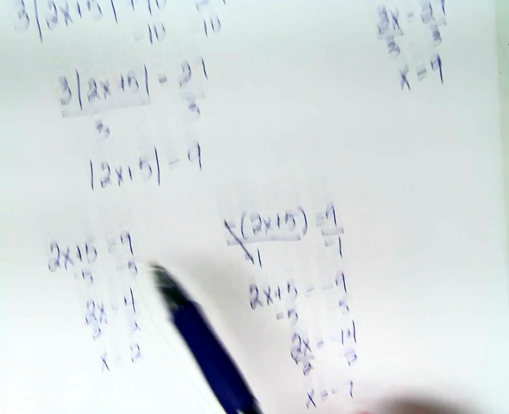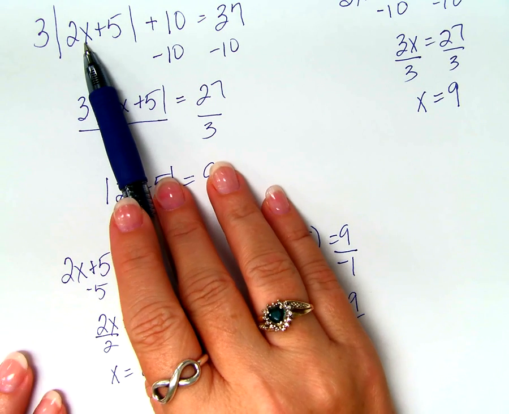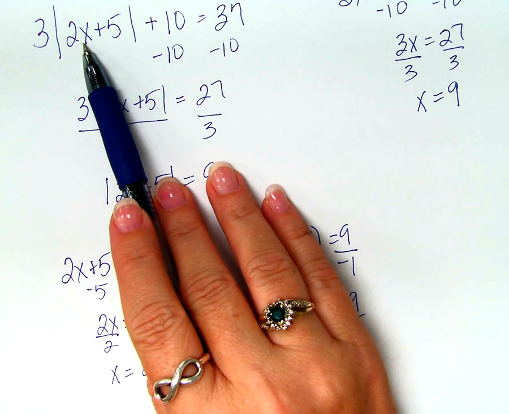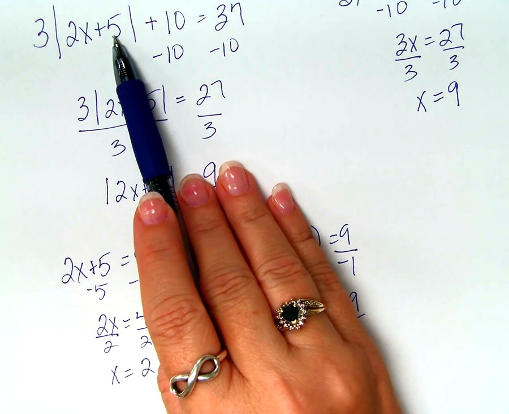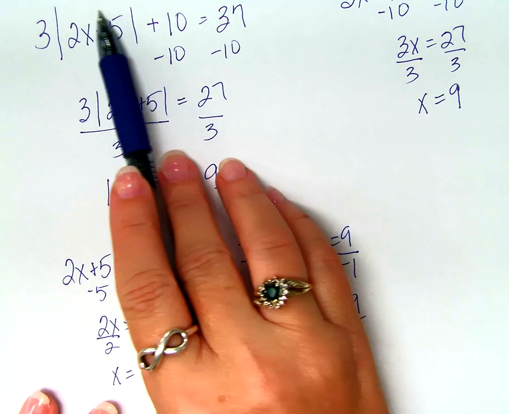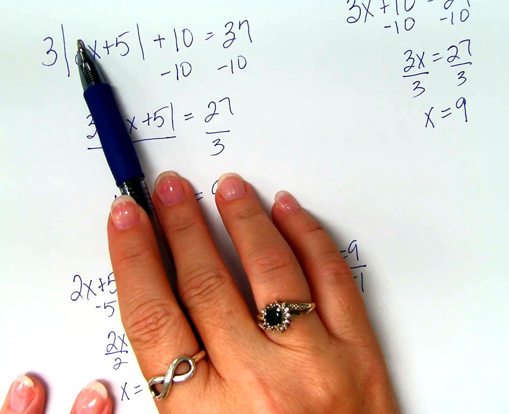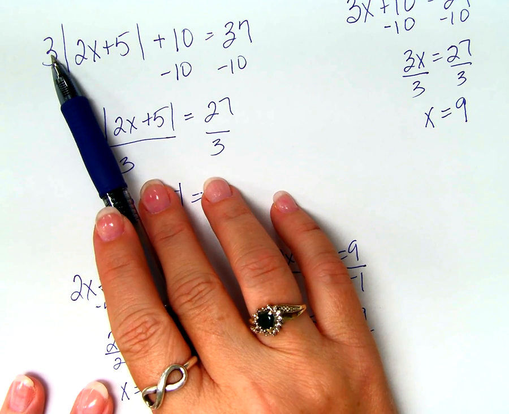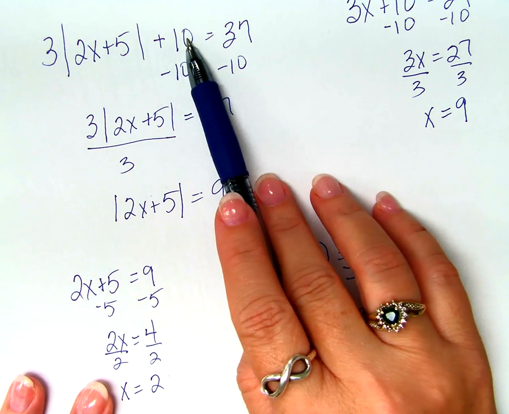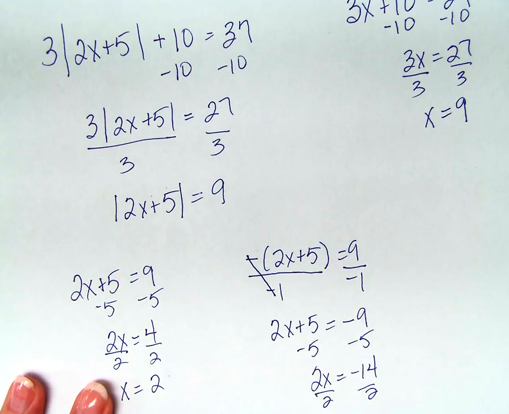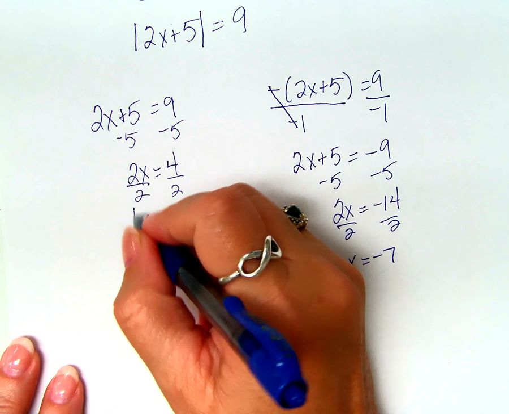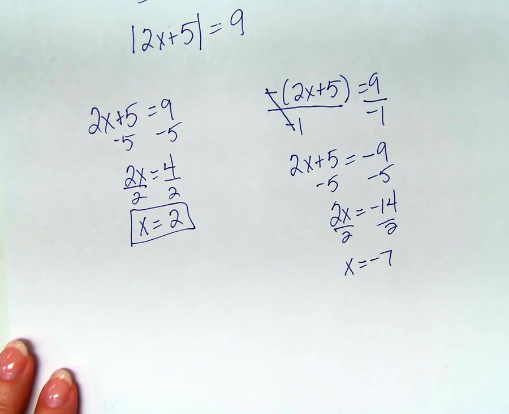Okay? So 2. 2 times 2, 4. Okay, good. 4 plus 5, 9. Absolute value of 9 is 9 times 3. 27 plus 10? 37. Does 37 equal 37? Then I know for sure that this works, don't I?